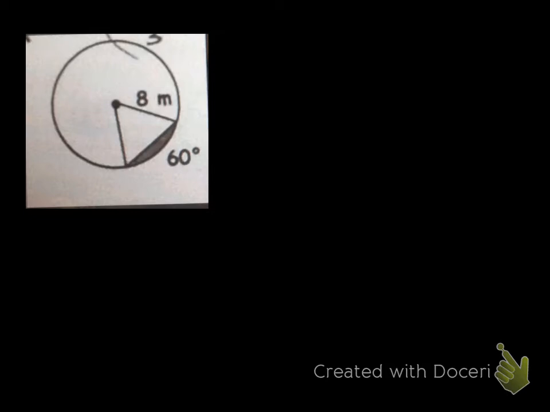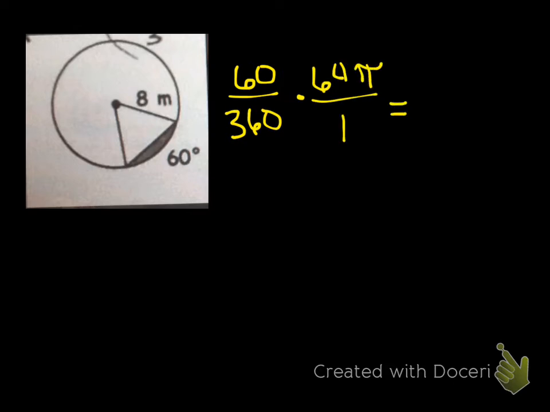Okay, last one. Don't forget you are first finding the area of the entire piece of pie, then we're going to subtract the area of the triangle. The area of the entire piece of pie is going to be 60 over 360 multiplied by 64 pi. When you simplify that, you get 32 pi divided by 3. That's the area of the sector.